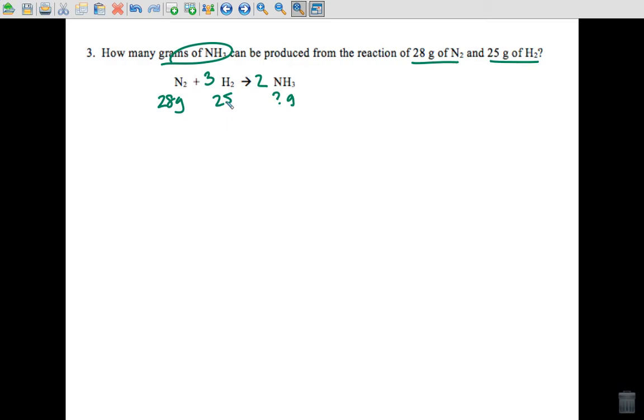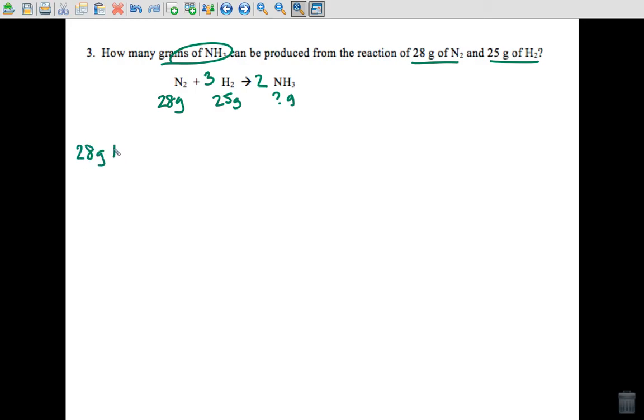So again, this looks very similar to the stoic problems you were doing before. The difference is you're given 2 reactant amounts. Notice it doesn't even say anything about limiting reactant. It doesn't ask you to calculate it. If you're trying to figure out theoretical yield of product and you have 2 different reactant amounts, you have to figure out the limiting first, even though it doesn't say it.